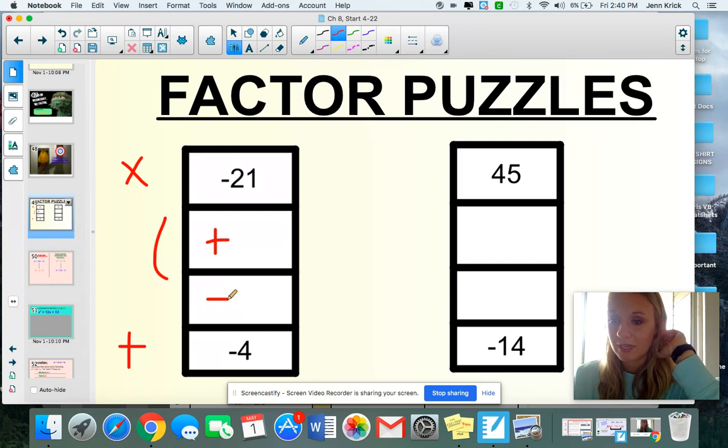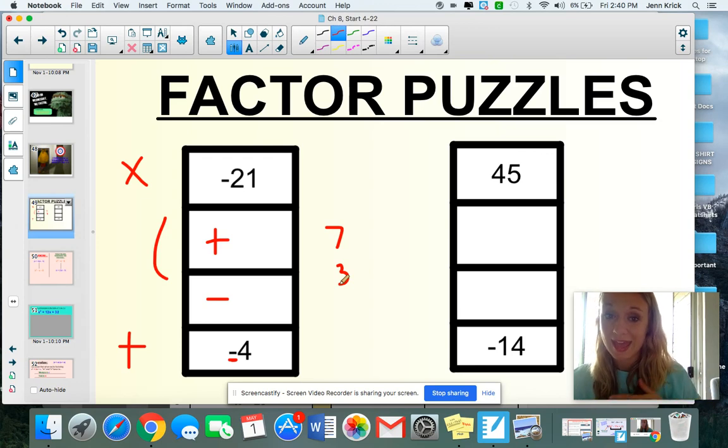What about 7 and 3, though? Based on absolute value, 7 and 3 are going to work, but if it needs to add up to a negative 4, you just need to ask yourself which one needs to be negative. I know it's going to have to be a negative 7 and a positive 3, because not only do those give you a product of negative 21, but when you add them up, they stay negative as a negative 4. So those would be the two factors that would work and complete the puzzle.